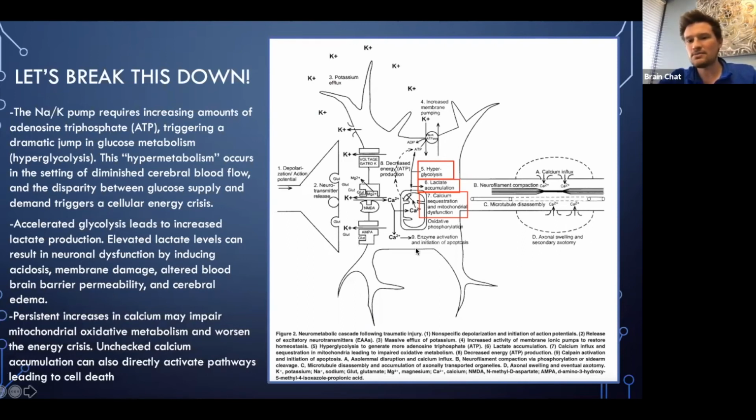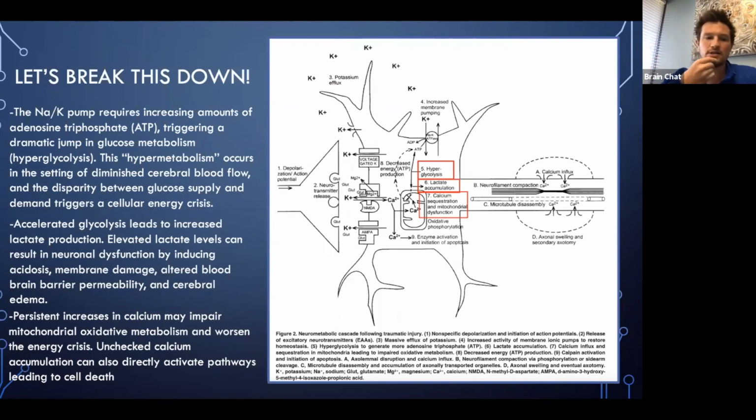Number 7, calcium sequestration and mitochondrial dysfunction occurs. We all know mitochondria are the powerhouses of the cell. If we have mitochondrial dysfunction due to changes in calcium levels, then we're not going to have energy to make the cell work the way it should. So persistent increases in calcium can impair mitochondrial oxidative metabolism and worsen this crisis that's happening within the cell.